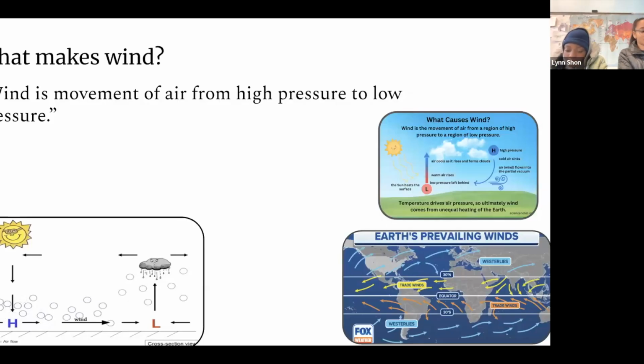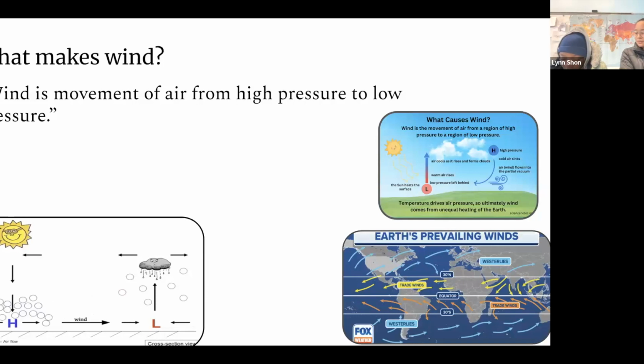What makes wind? Wind is a movement of air from high pressure to low pressure. The difference in the air pressure is caused by uneven heating of the earth. For example, the oceans take much longer to heat up than land. Also, there are latitudes that are warmer than others. The equator is the warmest latitude on Earth because it gets the most direct sunlight. The farther you move north or south of the equator, the cooler it gets because there's less direct sunlight.